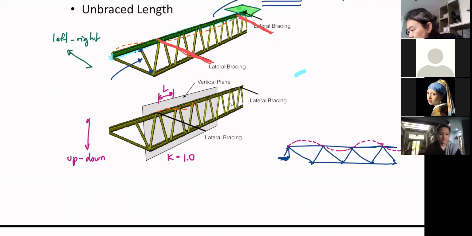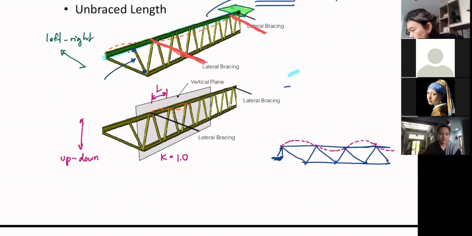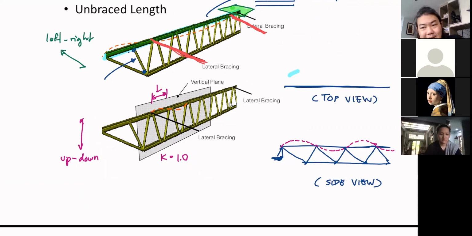But when I look at the truss from top view, you see only the line, right? So this is side view. When you see the truss from top view, you see that if there isn't any bracing, the truss is pretty much free to go. And if you don't do anything, the unbraced length will become the span length of the truss, which is really untenable. We cannot design that.